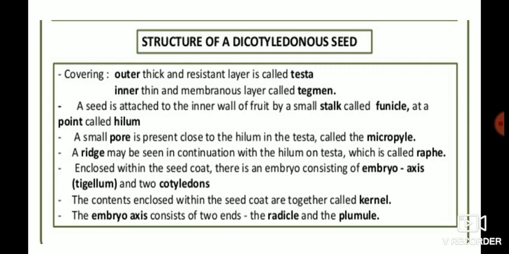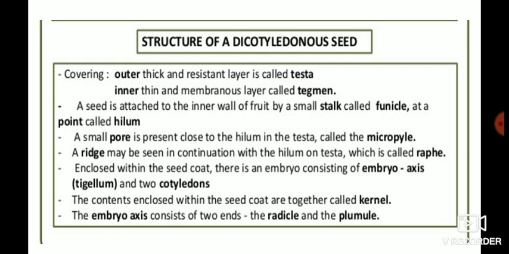A seed is attached to the inner wall of the fruit by a small stalk called funicle at a point called hilum. It is a stalk-like structure which attaches the seed to the wall of the ovary at a point called hilum. The point where the funicle attaches to the seed is known as hilum. We will see it in the next slide.